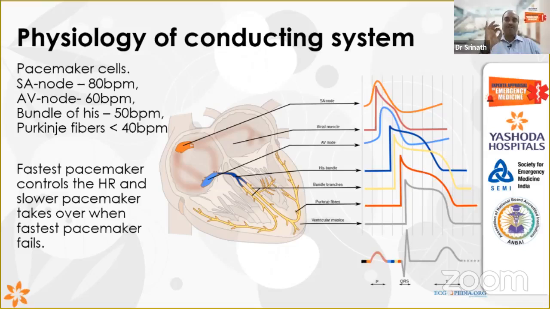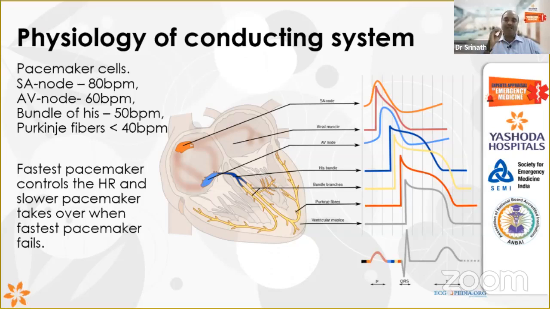So when the SA node is not taking over, or a stimulus is not coming, then the AV node will back up. It will give up to 60 beats per minute. Then the bundle of His, that is 50 beats per minute, and then the Purkinje fibers, that is less than 40 beats per minute.